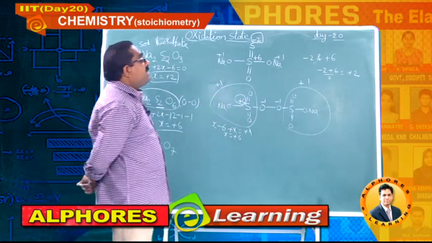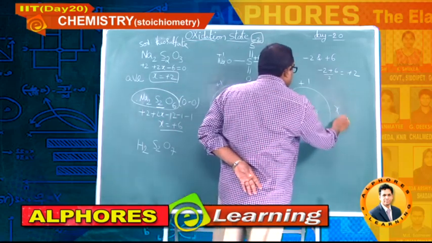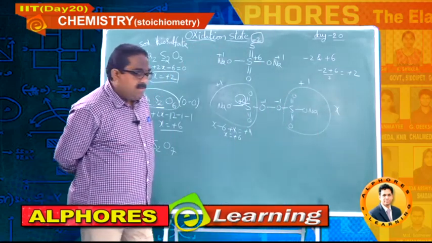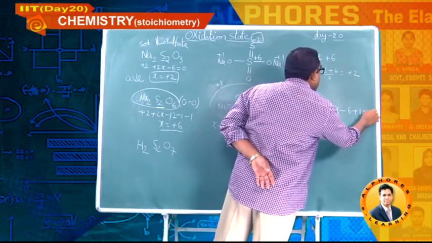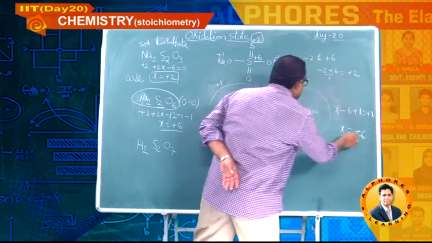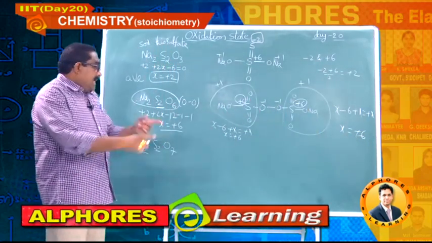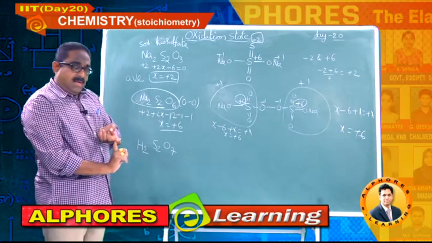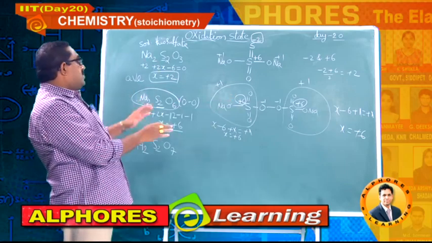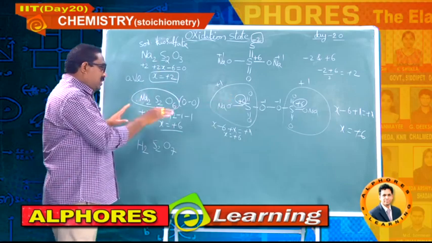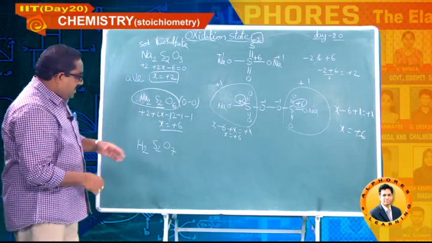Similarly, for this one also you have to do it. Sulfur X, 3 oxygens -6, and 1 sodium +1, equal to +1. Here also it becomes +6. So here also you have to write +6. Average is +6. Individual is also +6 and +6. So, no problem for this simple example. Now, let me explain the next one.